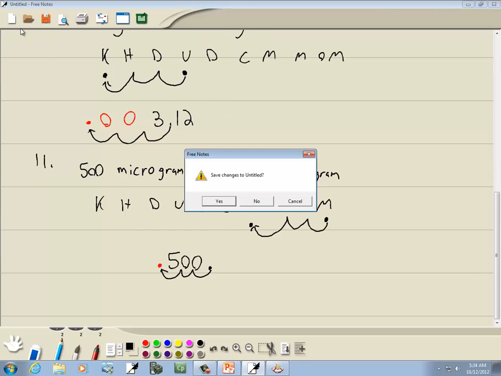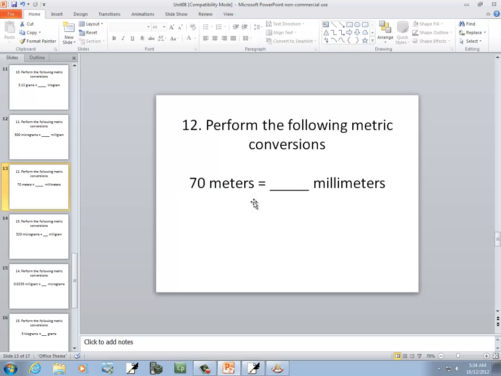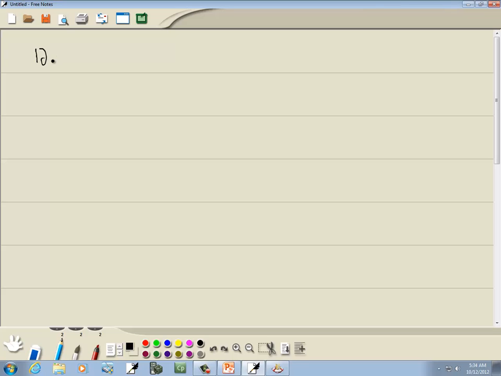Let me start a new page. 70 meters. We'll convert it to millimeters. King Henry doesn't usually drink chocolate milk, Mom. Okay, 70 meters. Meters is our unit. We'll go to milli, which is right here. So I go 1, 2, 3 places to the right.